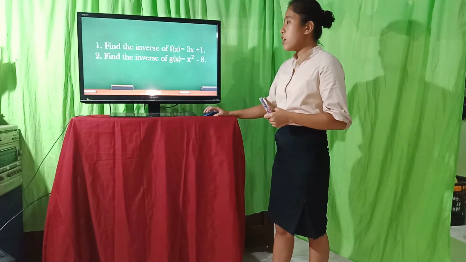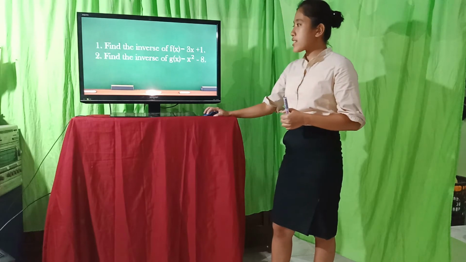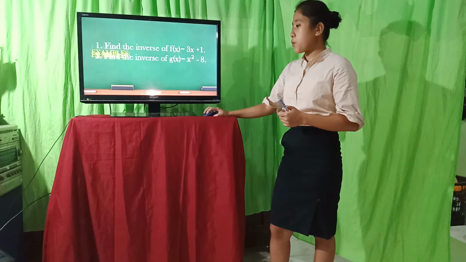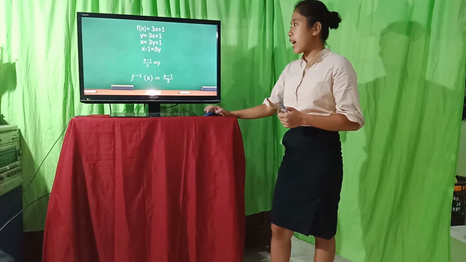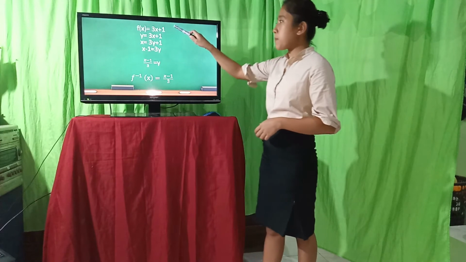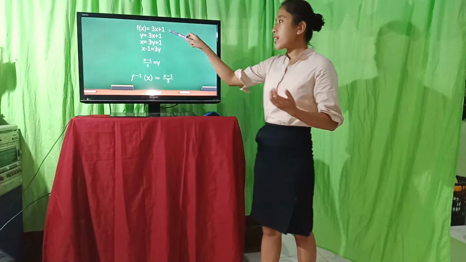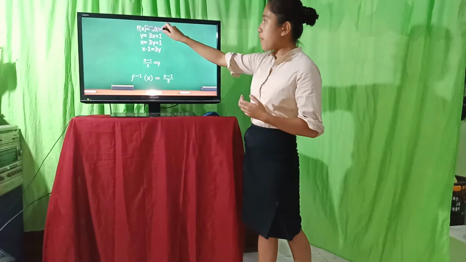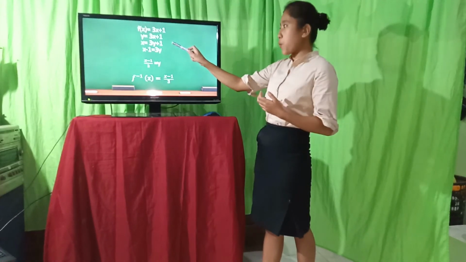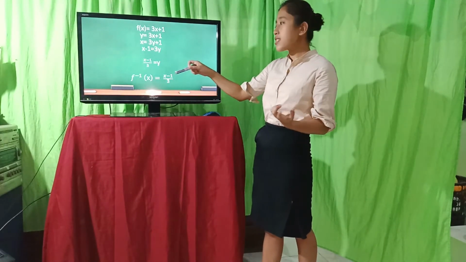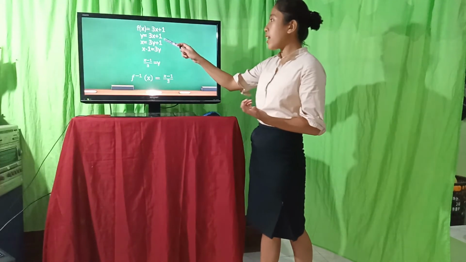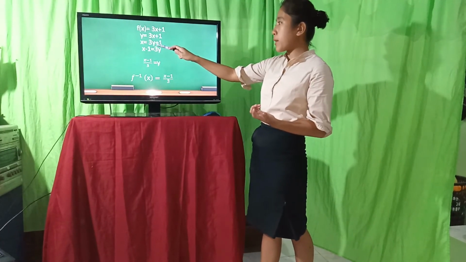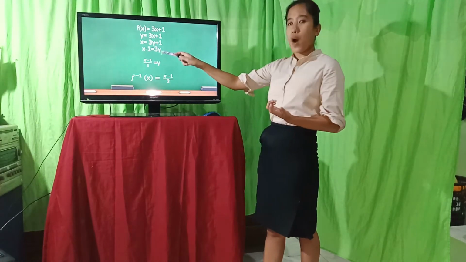Okay, let's have the first example. Find the inverse of f of x equals 3x plus 1. So f of x is equal to 3x plus 1, and then write the function as y equals f of x. So f of x is equal to y, then copy 3x plus 1. The second step is to interchange x and y. So y will become x and x will become y. So we have x equals 3y plus 1.